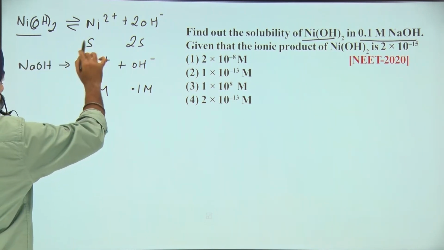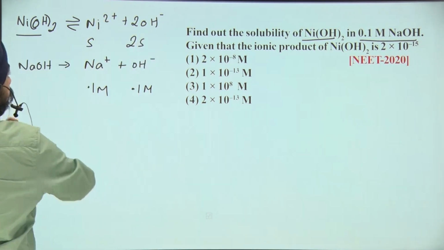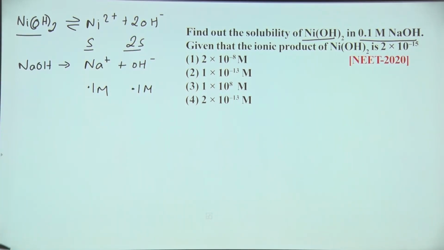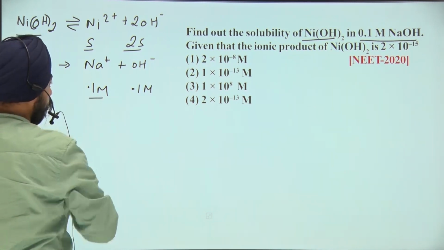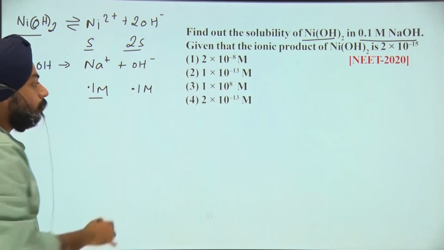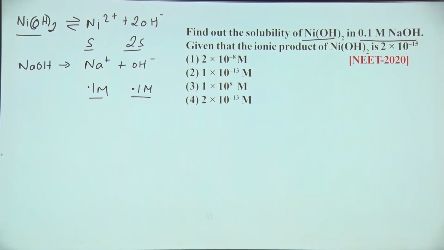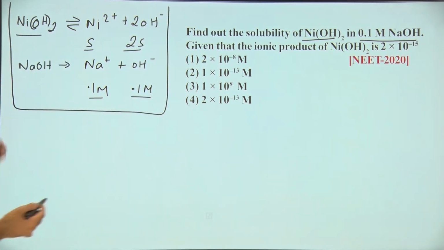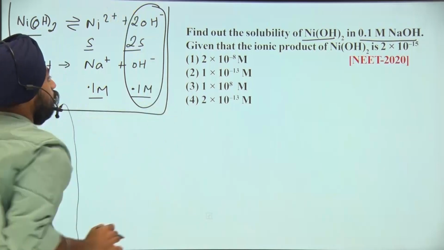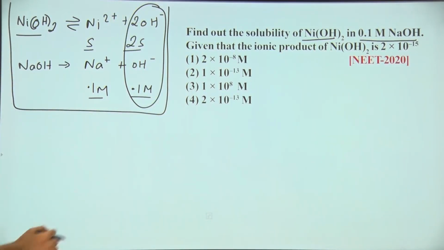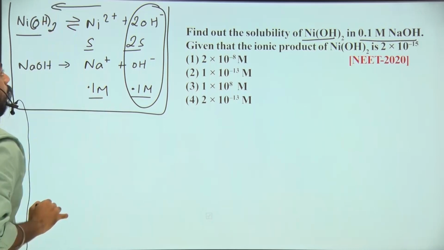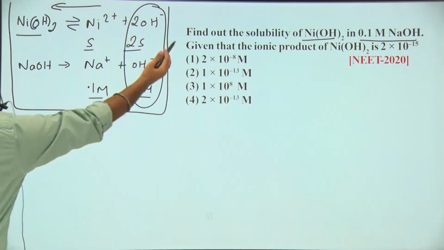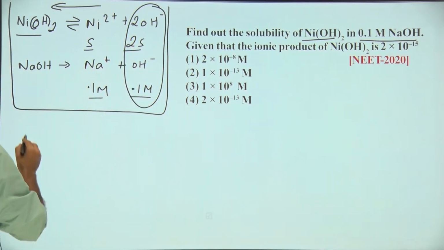Clear? So Ni(OH)2 will ionize into Ni2+ and 2OH minus. Let the solubility be S, so this will be 2S, and NaOH will ionize into Na plus and OH minus. The concentration of this is 0.1 molar, which has been given in the question, and this one is 0.1 molar again. Clear? And this reaction is taking place in a container. So OH minus will be a common ion over here. So the solubility of Ni(OH)2 will decrease according to Le Chatelier's principle, because if we have a common ion, the reaction will move backward and the solubility will decrease.